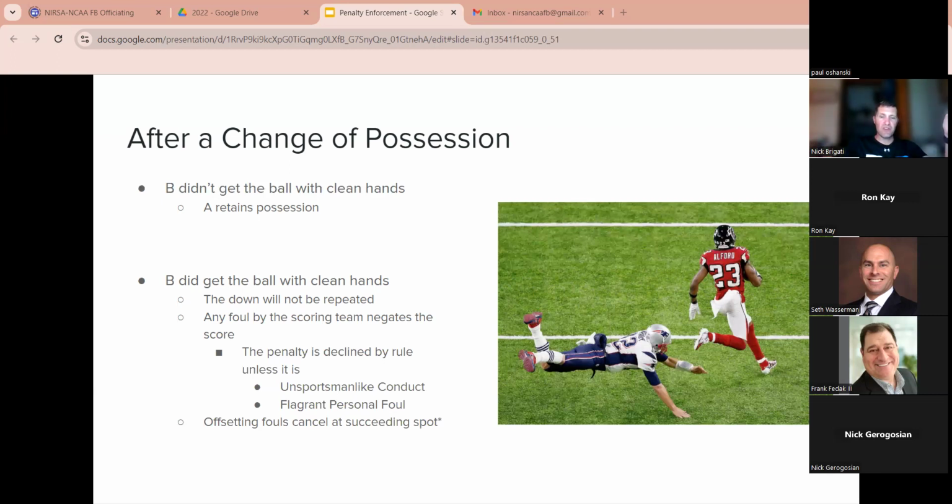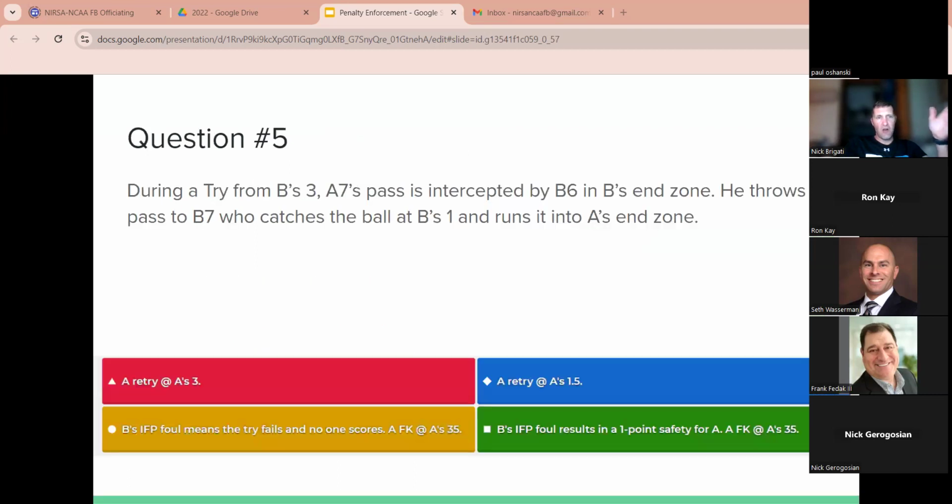So here's another question. Nick Garagosian, you're on deck here. Okay. Mark, you're in the hole. Richard Chadwell, you got the next one.